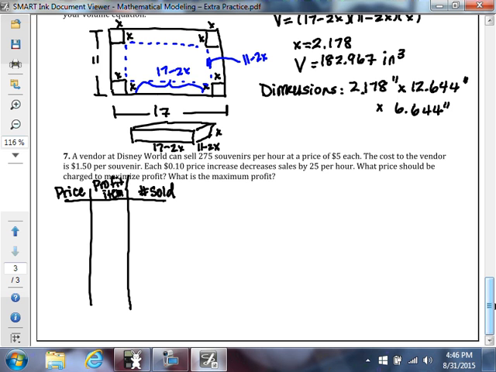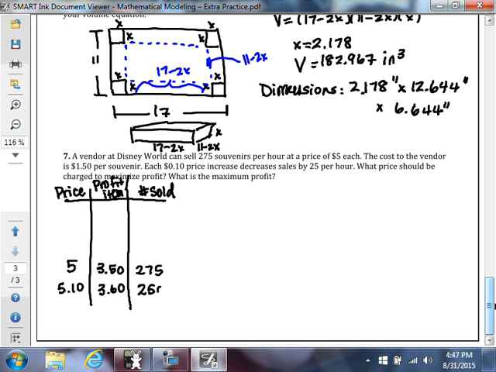Okay, and let's kind of start in the middle of the table. So if we price it at $5, it costs him $1.50. So he's selling it at $5, it costs $1.50, so it's really $3.50 worth of profit. And when that happens, he sells a total of 275 souvenirs, okay, which is pretty good. All right, but it says for every 10-cent price increase, so if I make it $5.10 instead, then he's making more for the profit, $3.60, but he's selling less.